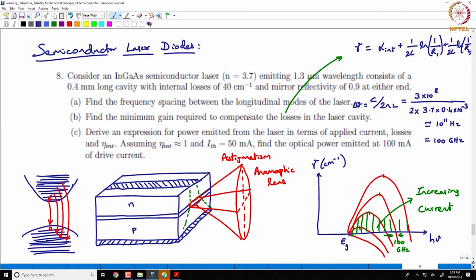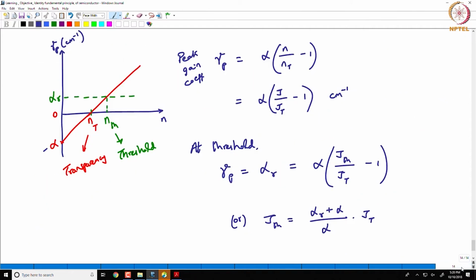So, this is 40 inverse centimeters, and the other one, 1 over L, corresponds to 2.5. So, that would be roughly about 42.5 inverse centimeters, right. You can do the math and you can verify that. Okay. Now, let us go ahead and try to derive an expression for the power emitted from the laser. Okay. So, let us try to do that part.